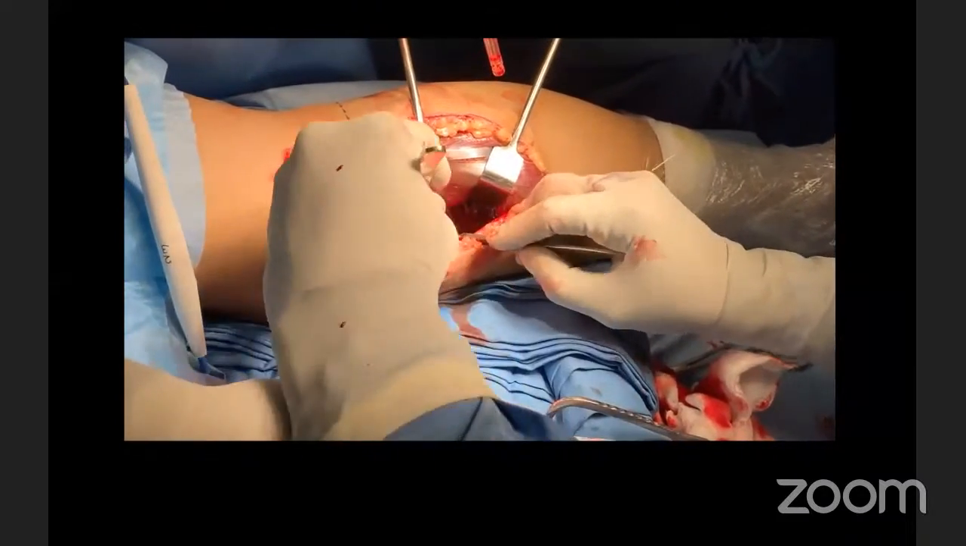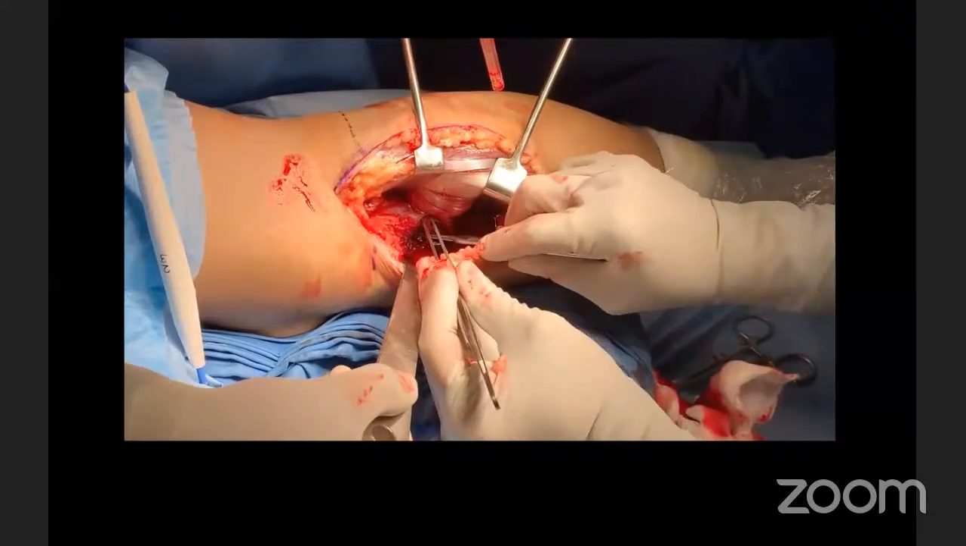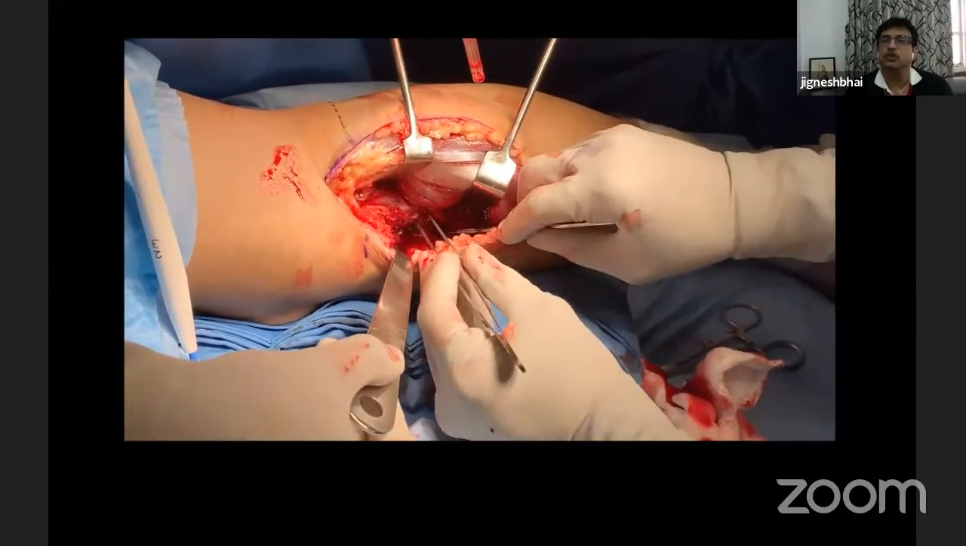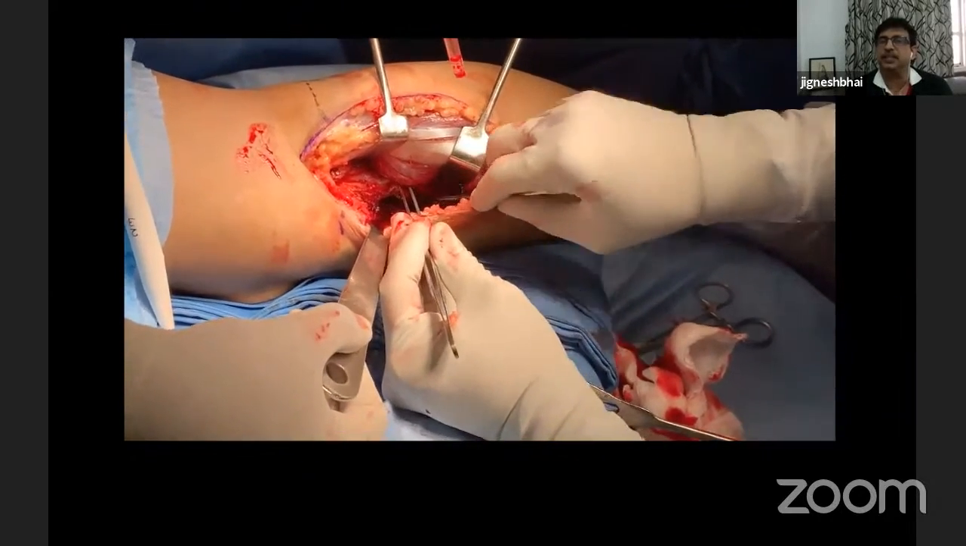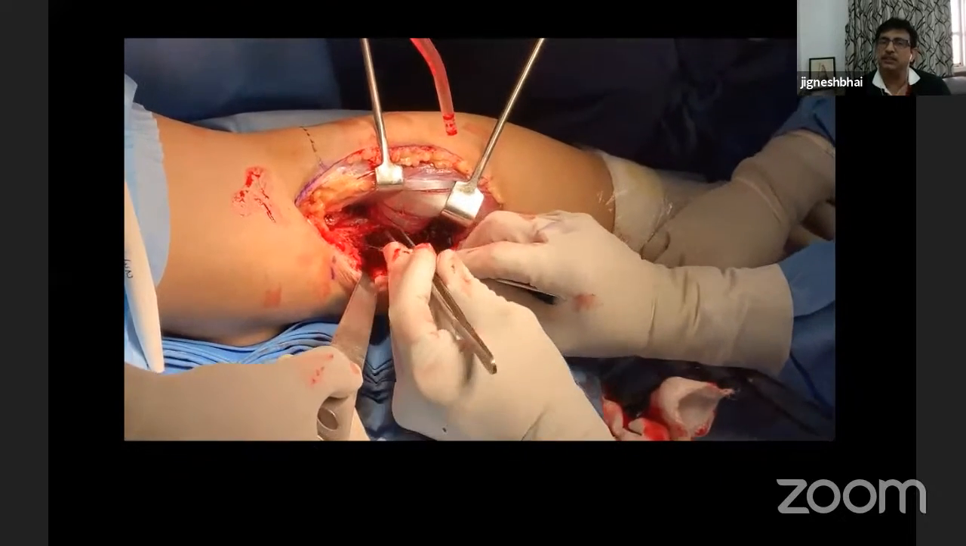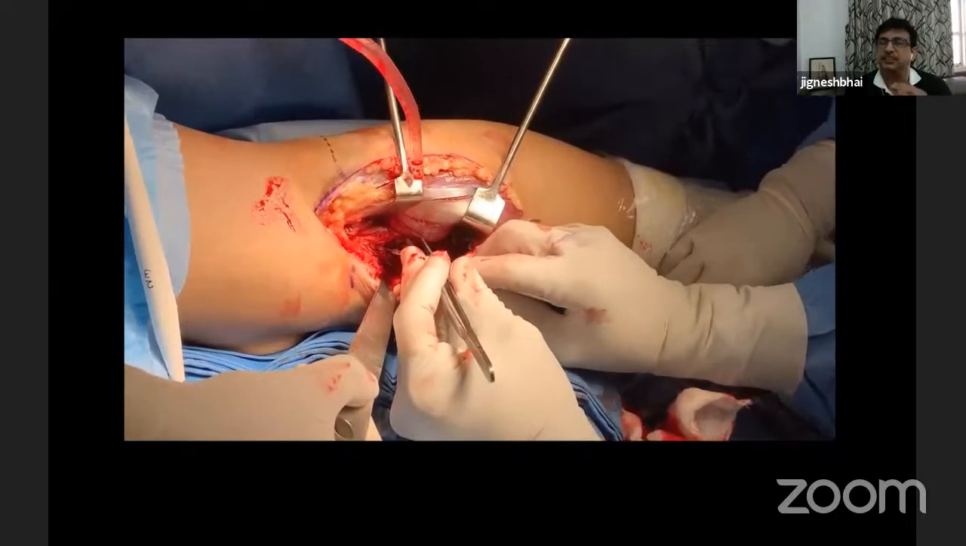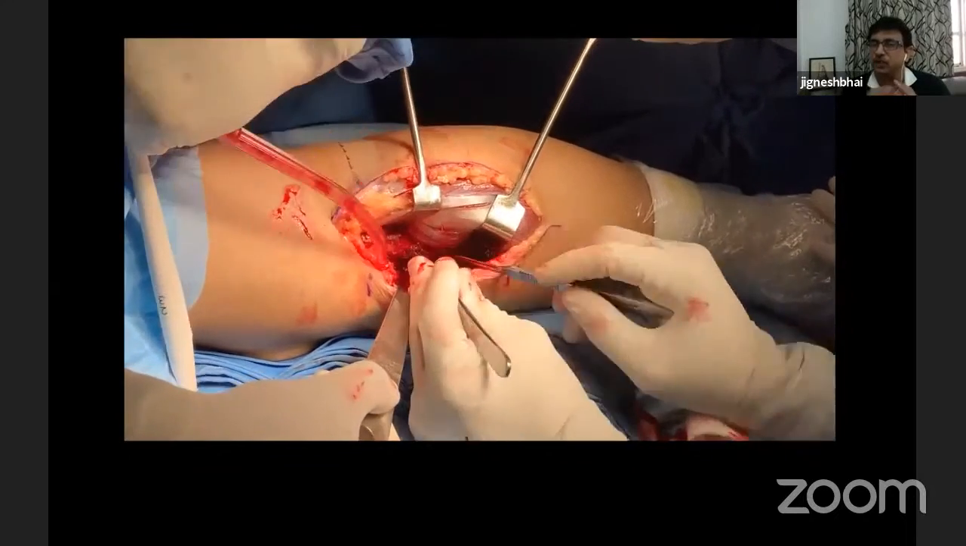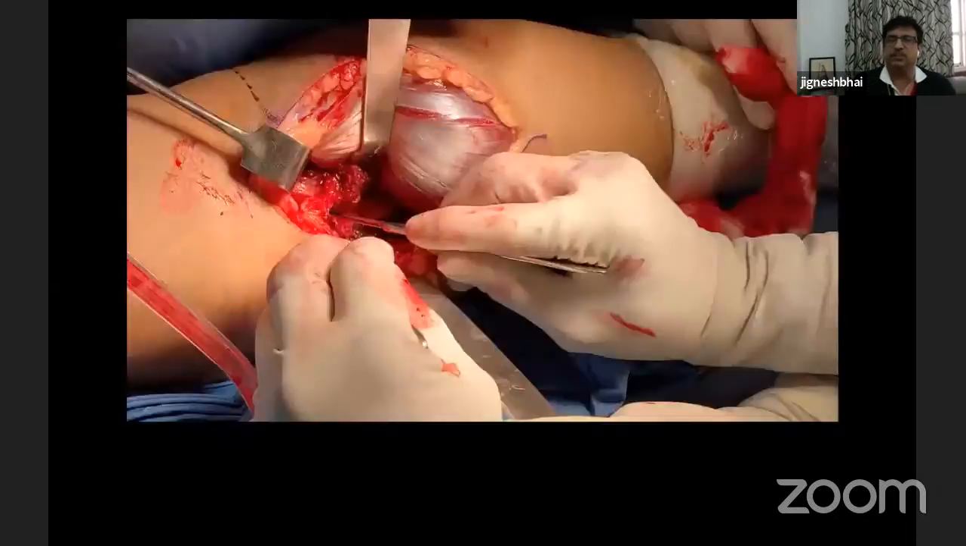You can follow it. Cut with the knife only. Don't use too much of blunt dissector and periosteum elevator. So you cut all the fibers and dissect subperiosteally. Reach to the bone and stay on the bone is the principle in this approach to prevent the injury to the vessel.